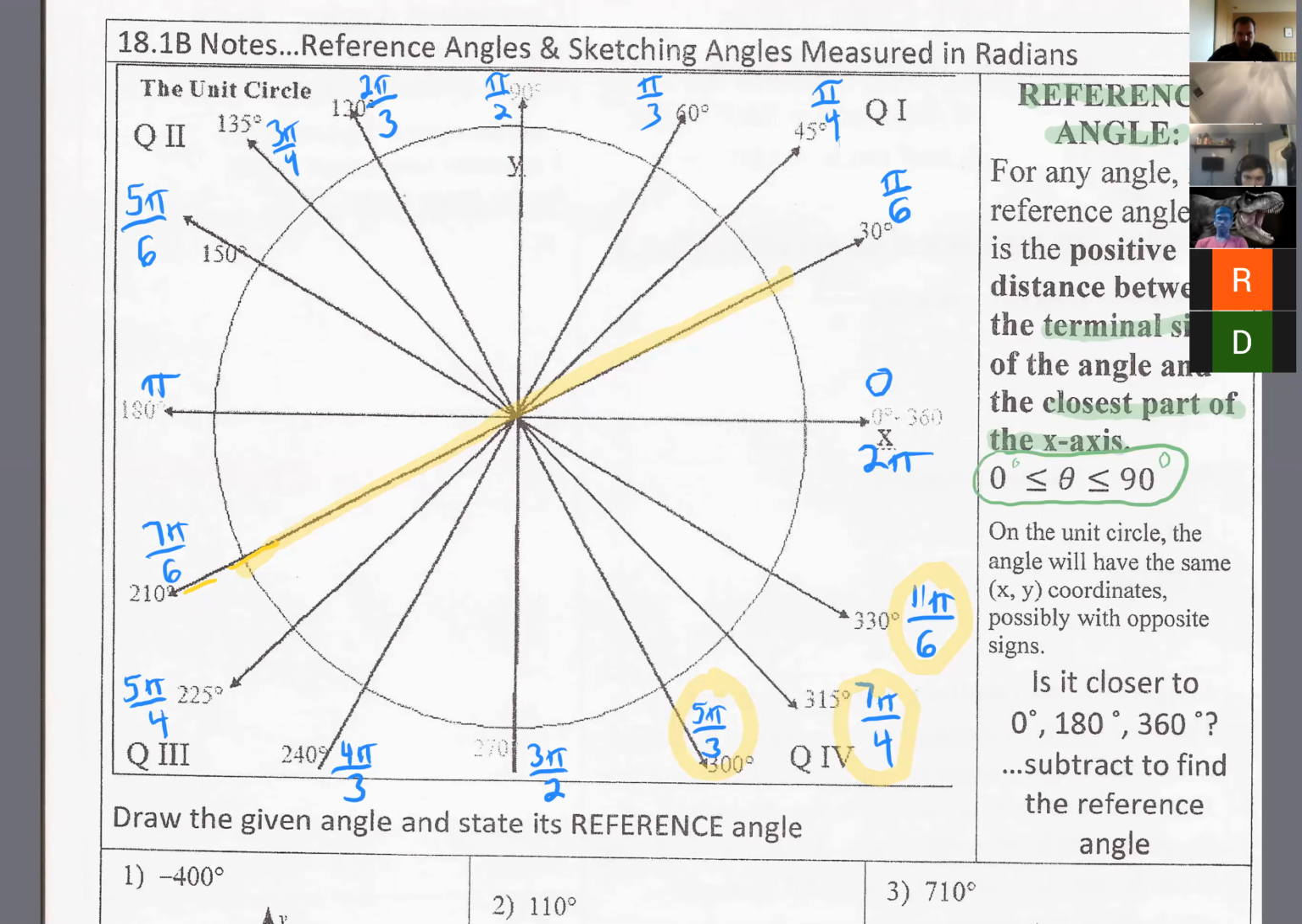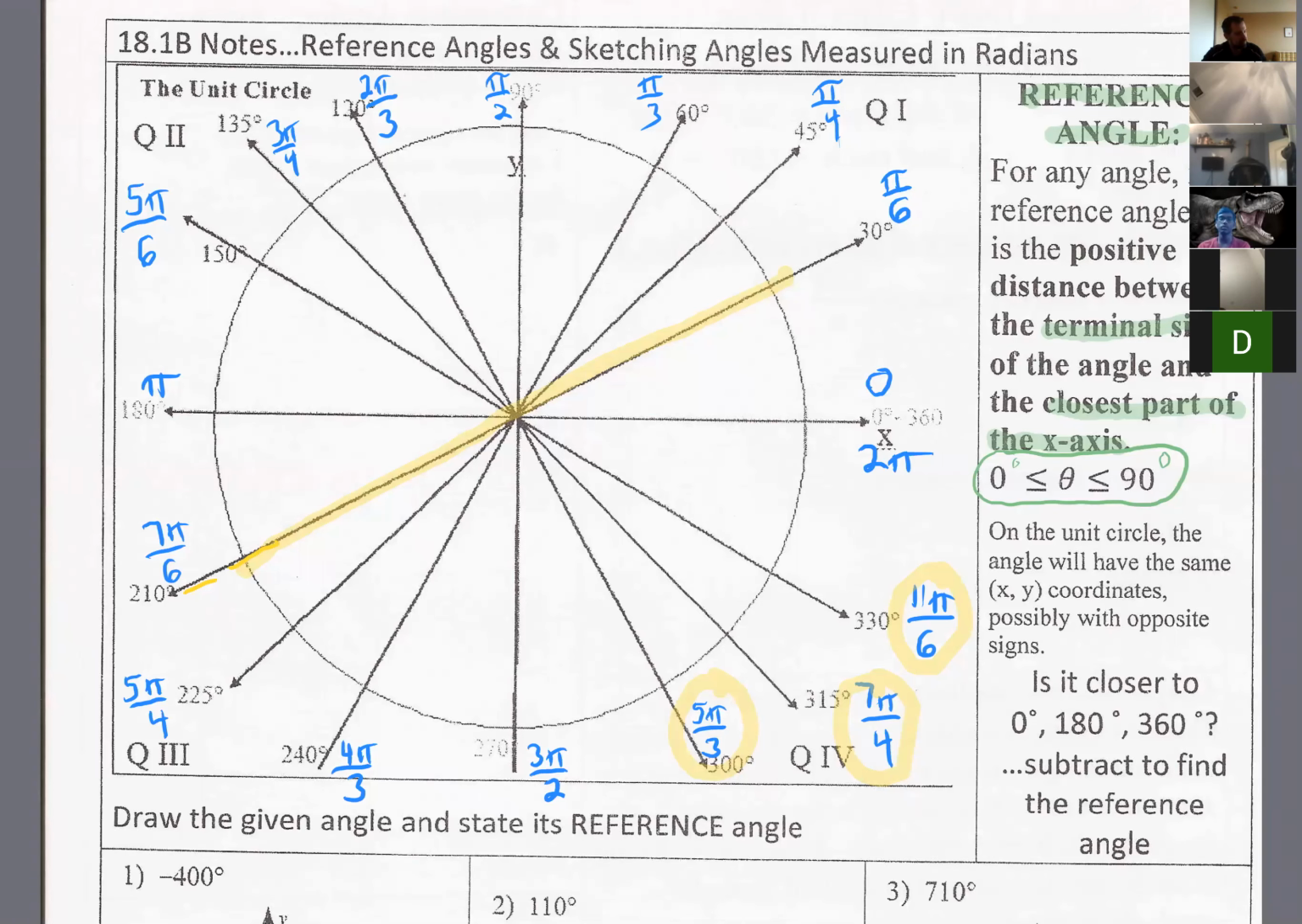So you need to be able to recognize what the reference angle is. So the reference angle uses the terminal side, which we talked about on the 18.1a notes, and the closest part of the x-axis. So if it's on the left side of the graph, it uses the negative x-axis. If it's on the right side of the graph, it uses the positive x-axis. And please, please remember, reference angle is always an acute angle. So it's always between 0 and 90. I guess it could be 0 or 90. 90 would be a right angle. 0 would be a straight angle. But for the most part, it's always going to be an acute angle, almost 99% of the time.